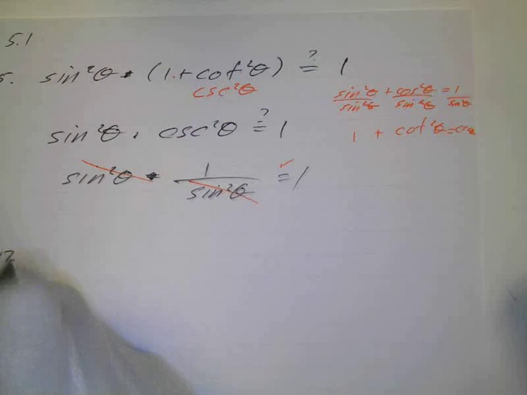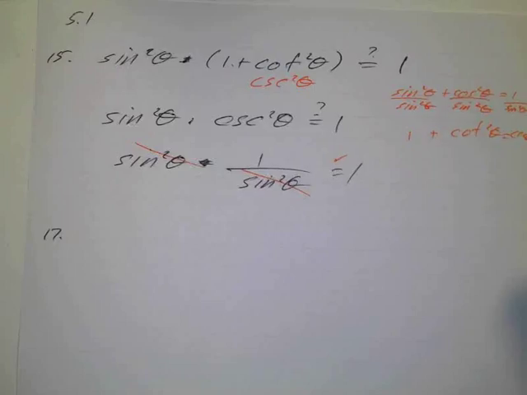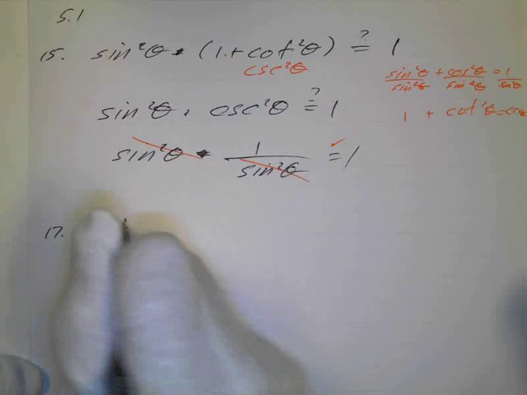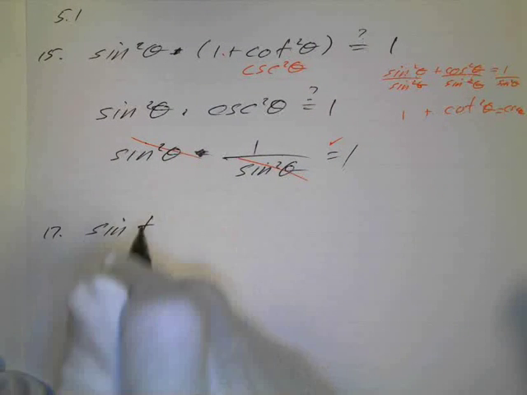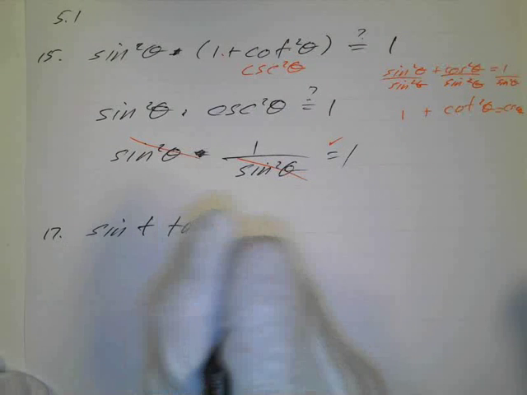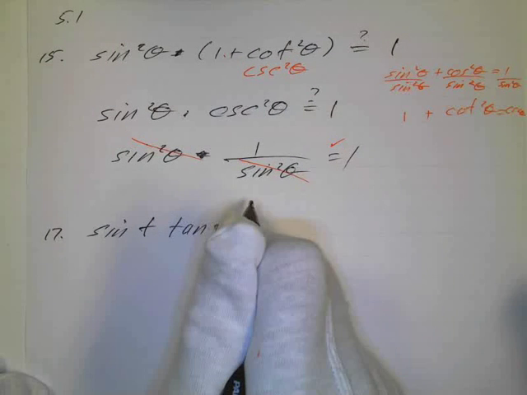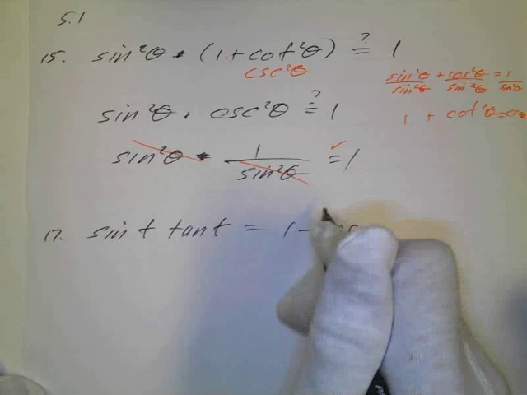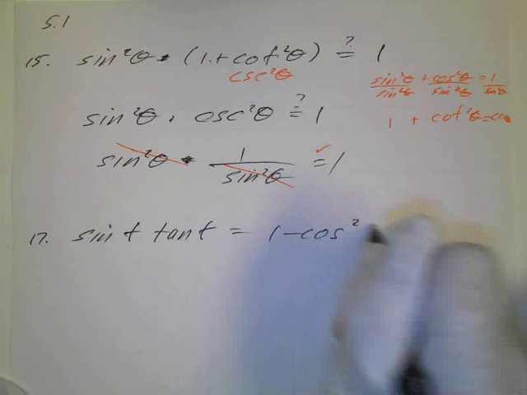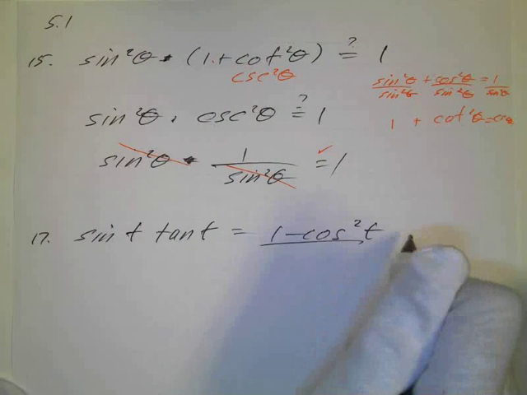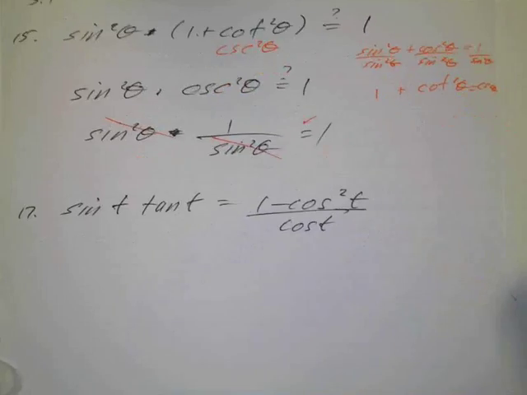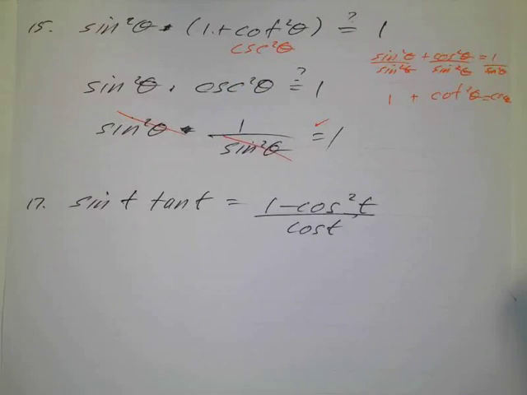Okay, let's try number 17. Here's number 17, and this is going to be the sine of t times the tangent of t equals 1 minus the cosine squared of t all over the cosine of t. Boy, this looks really strange.